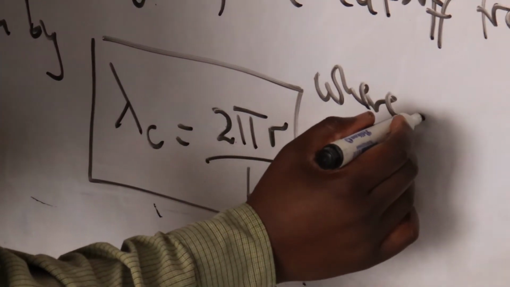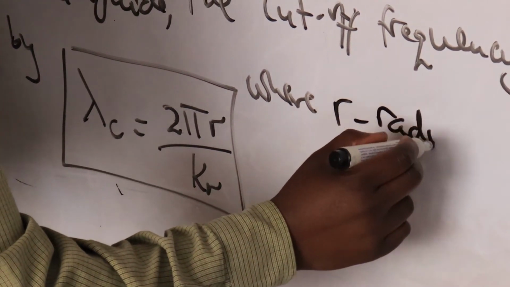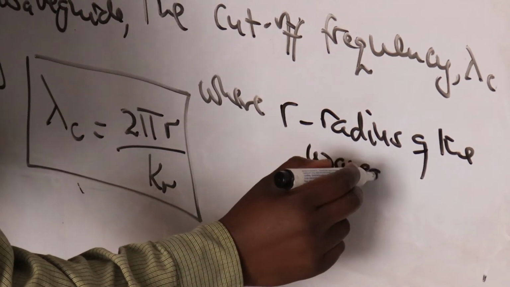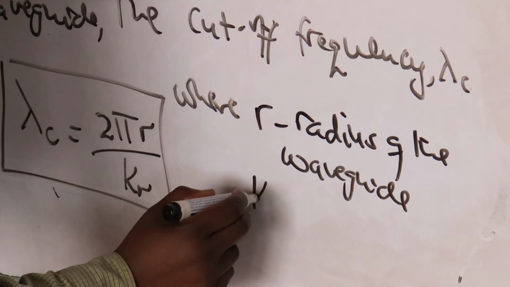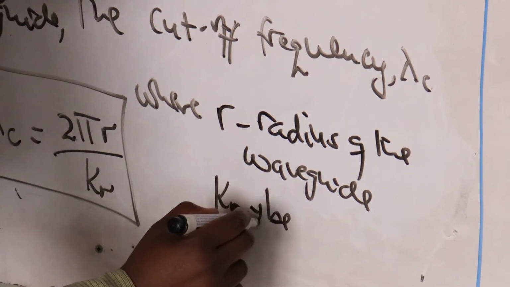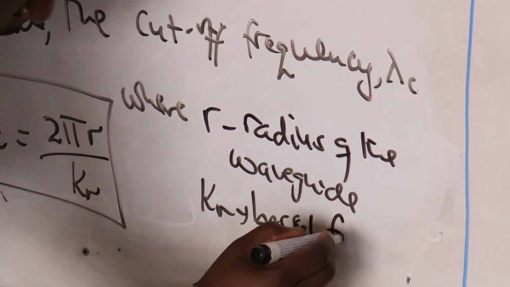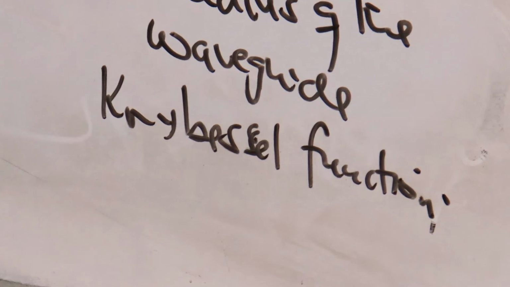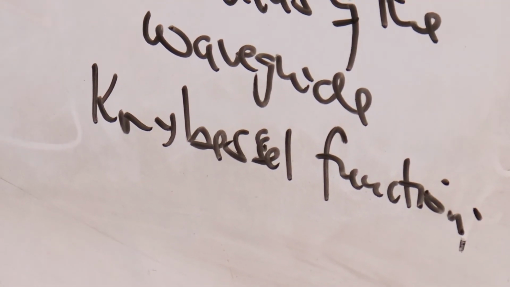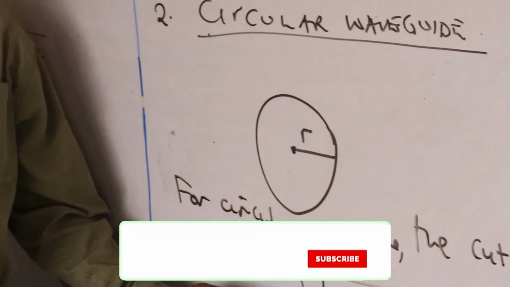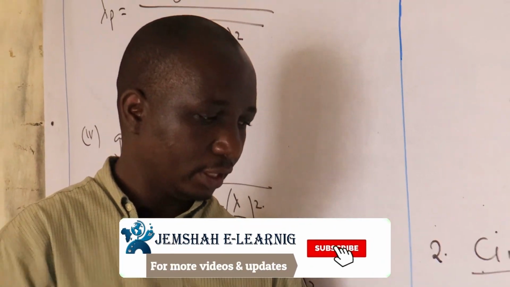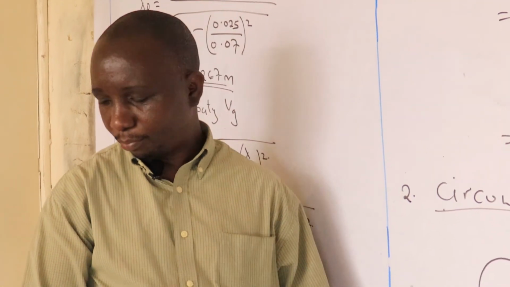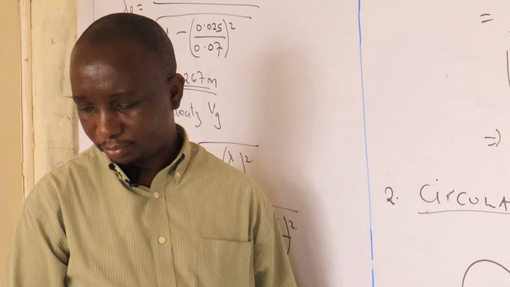Where r is the radius of the waveguide, and kr is the Bessel function. So this is basically whatever will now come up as a new thing. Anytime we are talking about this, know that provided it's a circular waveguide, then this is what we need to know as the difference in terms of the applied formulas. Otherwise, the rest of the formulas remain the same.